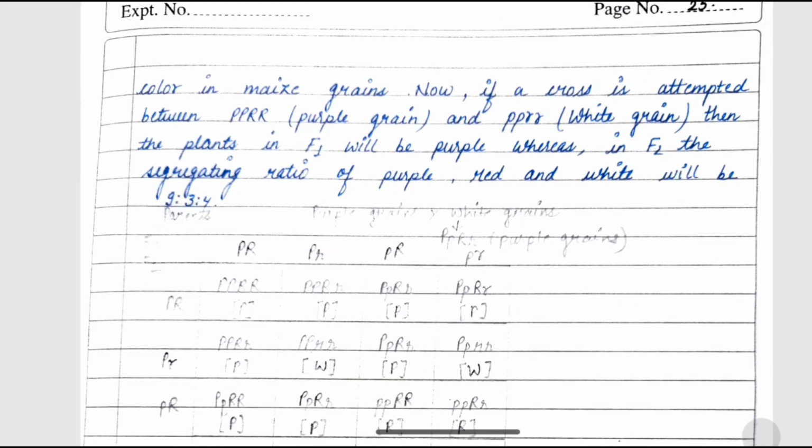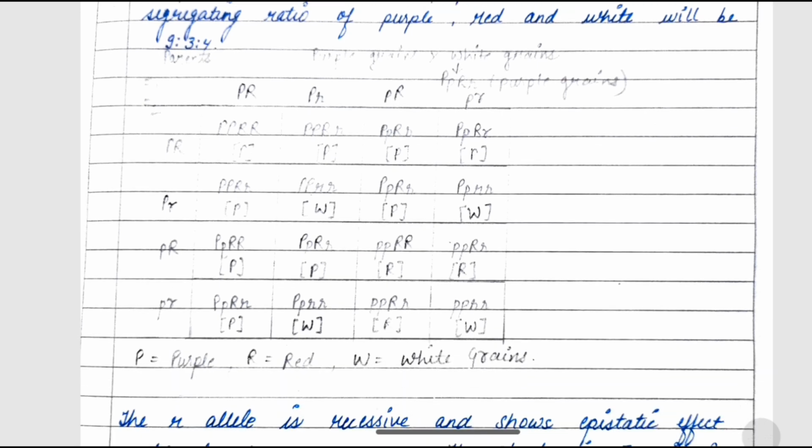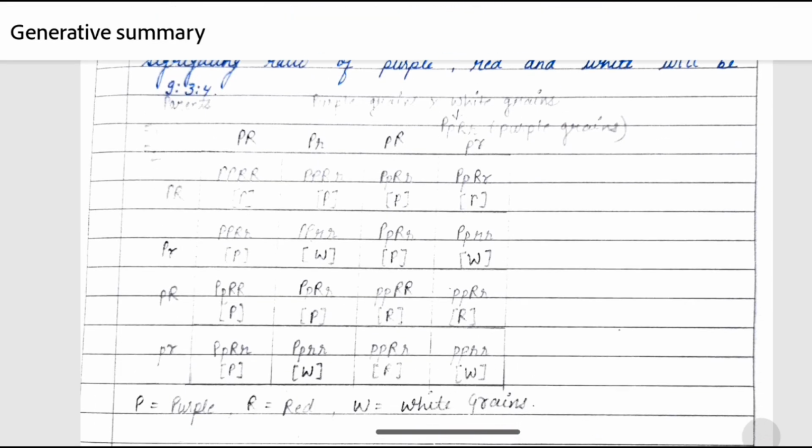white color in maize. Now, if a cross is attempted between capital P and capital R purple grain and small p and small r white grain, then the plants in F1 will be purple. तो जो F1 के जो प्लांट्स होंगे वो पर्पल होंगे, whereas F2 में क्या होगा, segregation ratio of purple, red and white will be 9:3:4, इस टाइप से.